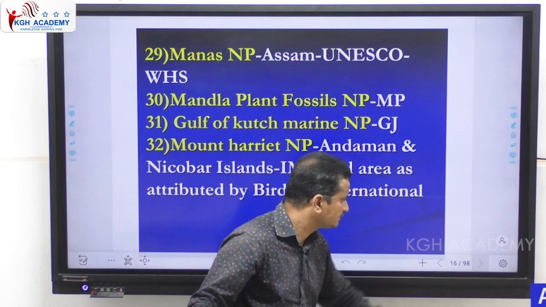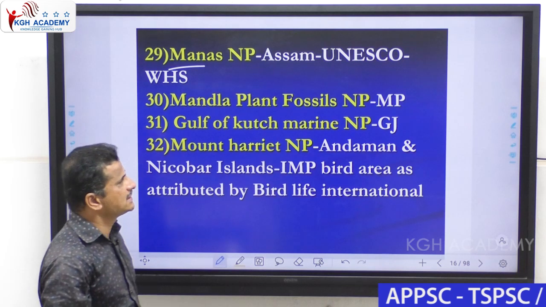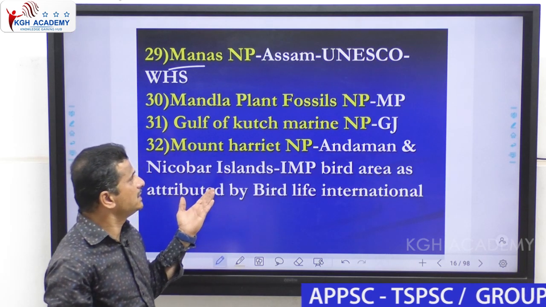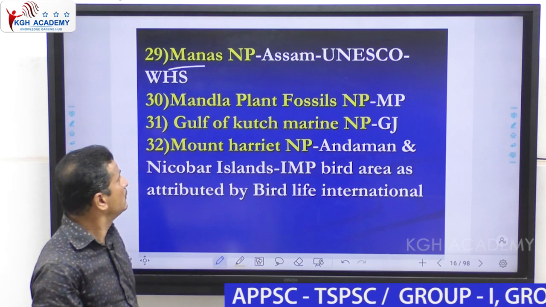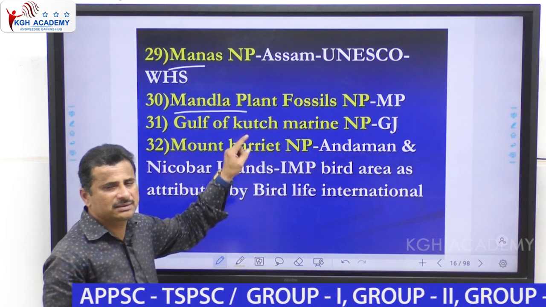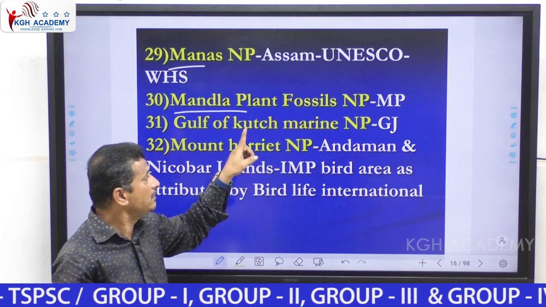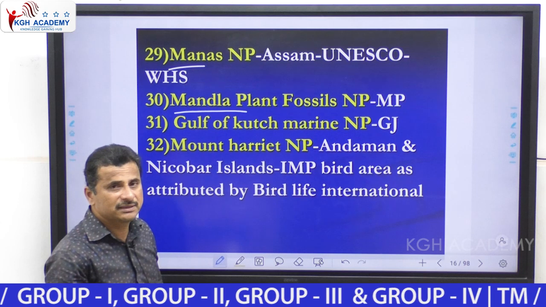And next, Manas National Park, present in Assam. This is also a UNESCO World Heritage Site. And Mandla Plant Fossil National Park. This is the specialty: here, plant fossils. So Mandla Plant Fossil National Park is in Madhya Pradesh.